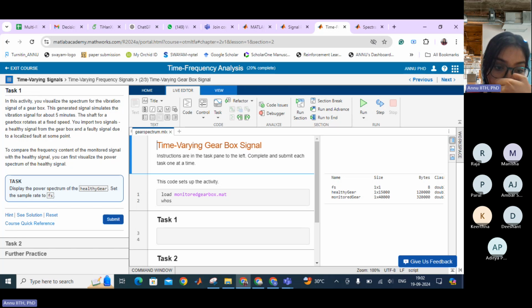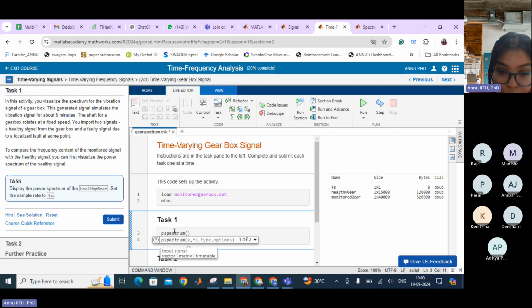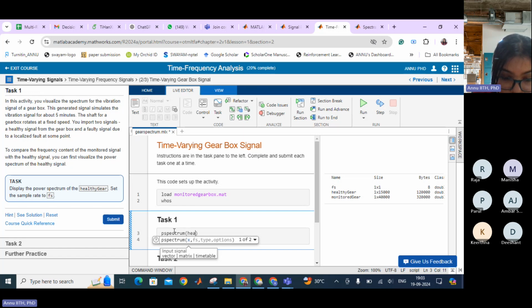To compare the frequency content of the monitor signal with the healthy signal, you have to first visualize the power spectrum of the healthy signal. So how can we visualize the power spectrum? pspectrum. And we first give the name of the signal, which is healthy gear. Anyone repeat with me? Healthy gear. And what is fs?